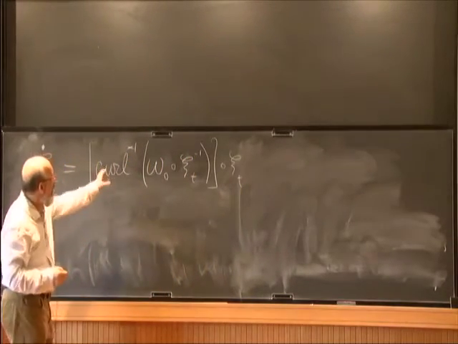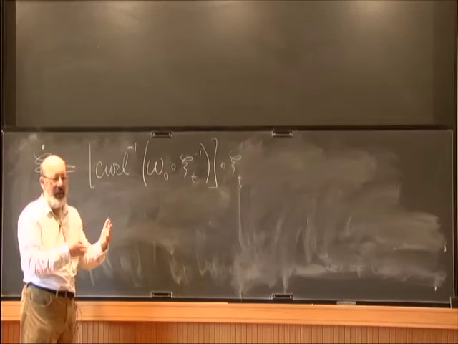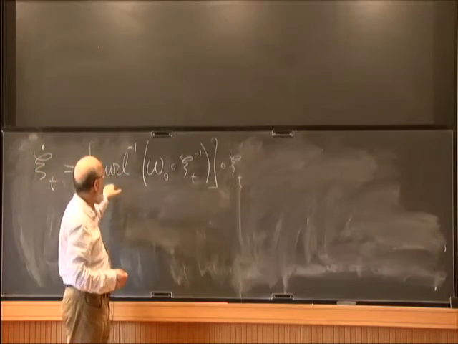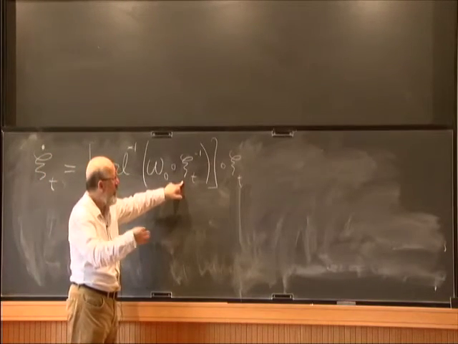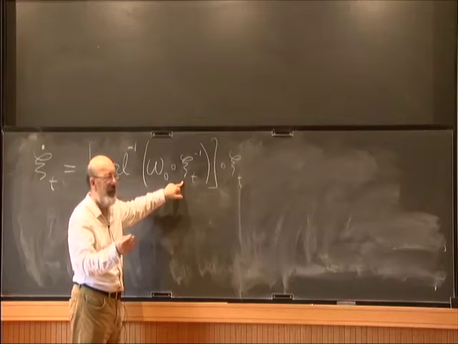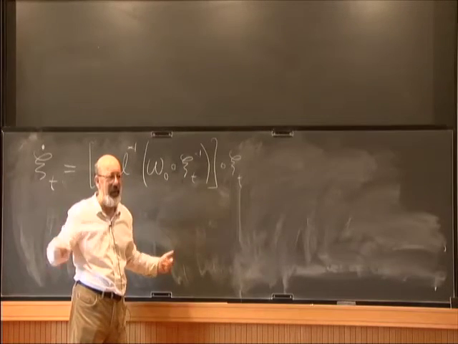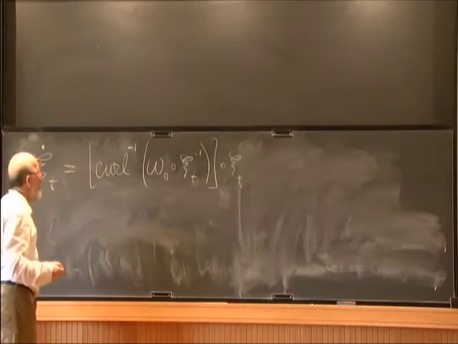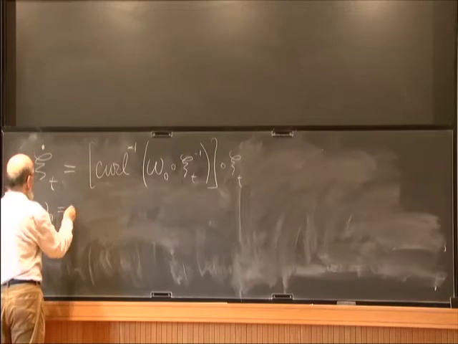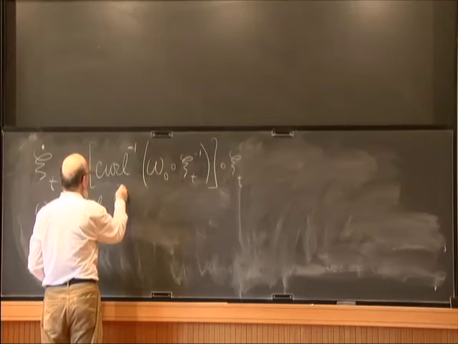Now, here I tried to be meticulous about where each vector is applied. So I have to add this mark to indicate where we apply it, instead of writing down nested brackets. So this means the following. What is omega 0? Omega 0 is curl xi 0 dot.